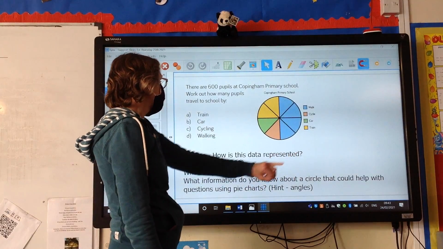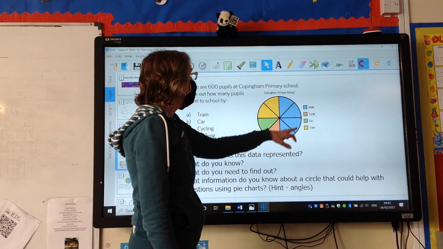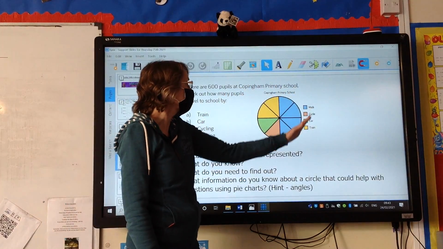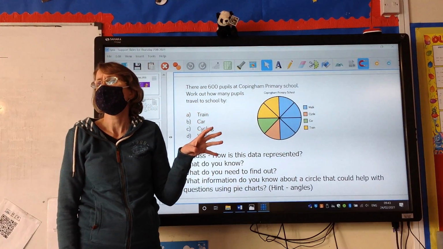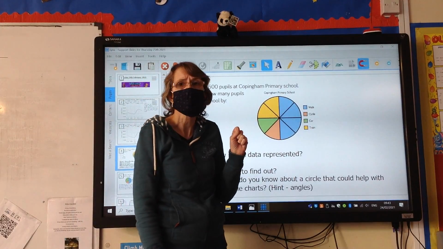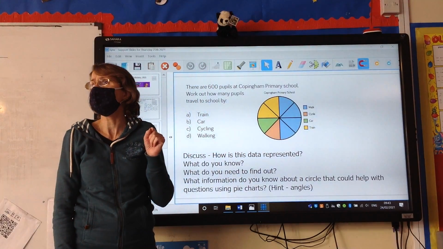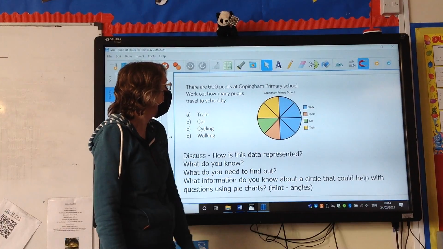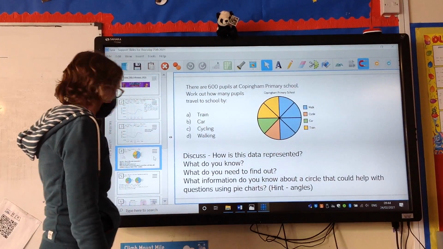Okay. So, what information do you know about a circle that could help the questions using pie charts? Angles, yes, more so for drawing than actually interpreting. All right, we know that there are 360 degrees in a circle. That really helps when we come to draw a pie chart, more so than interpreting, although it is sometimes useful for interpreting. But for this one, because it was a nice straightforward one, we could just use our fractions, couldn't we? A half, quarter, and then we've got eighths, 2 lots of eighths. Okay? Right, next slide.